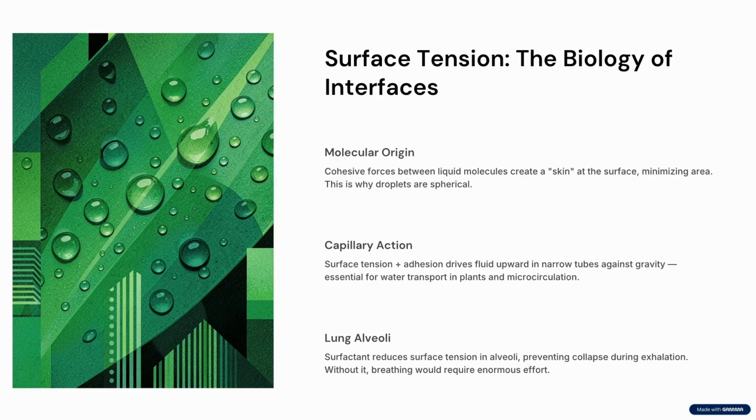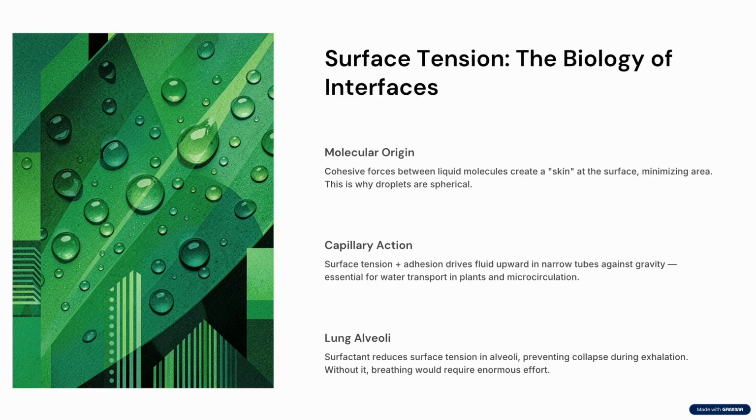At a molecular level, liquid molecules are highly attracted to one another. Inside a puddle of water, a single molecule is pulled equally in every direction by all the neighbors surrounding it. It's perfectly balanced. It is. But at the surface, where the water meets the air, the water molecules only have neighbors beside them and below them. Because there's nothing pulling them from above.